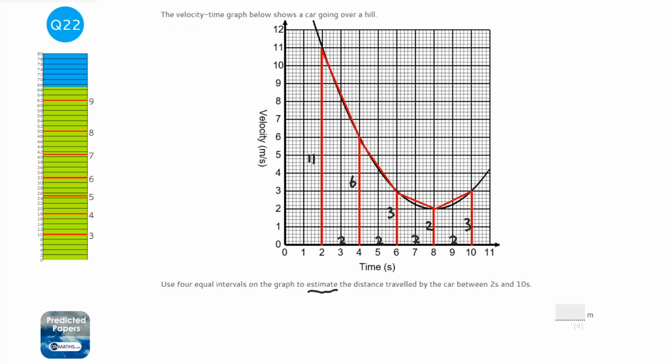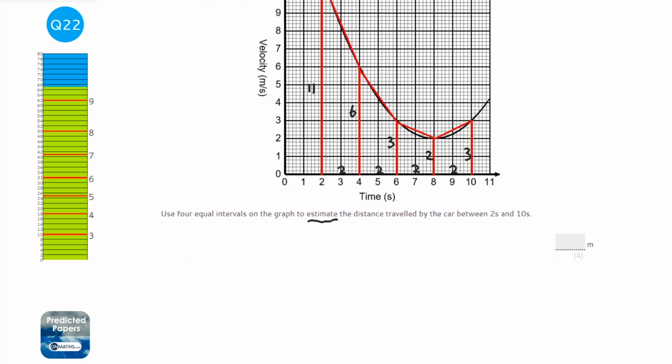Okay, so we need to remember how to work out the area of a trapezium. It's half a plus b h. Now this is quite misleading, because h, using the trapezium rule, is actually the width of the trapezium. It's because the trapeziums are kind of on their side. So h is always going to be 2 for these.